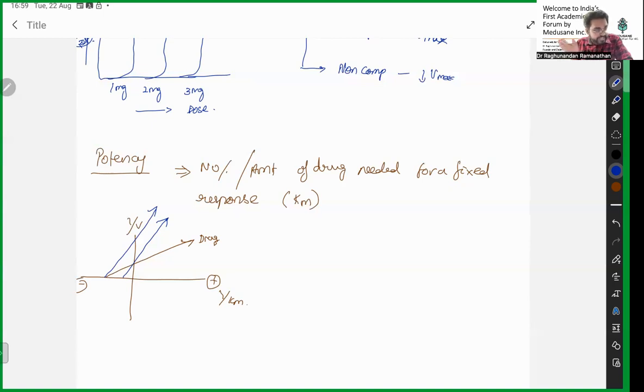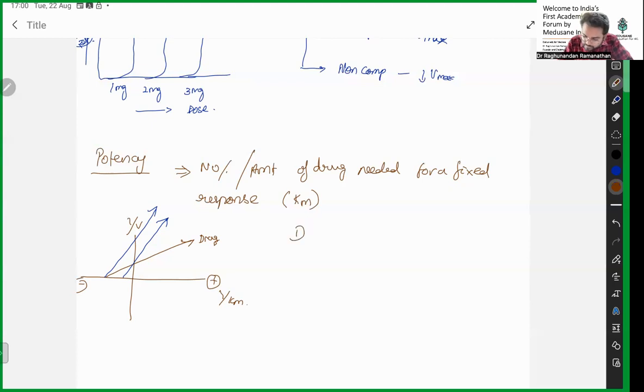Your Km will be decreasing in the non-competitive antagonist, whereas in the competitive antagonist, when you add it, your Km will be increasing. Your Km increases in competitive and decreases in non-competitive. I'll tell you now, so write it down.